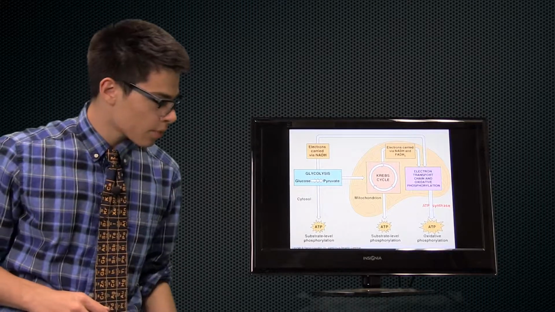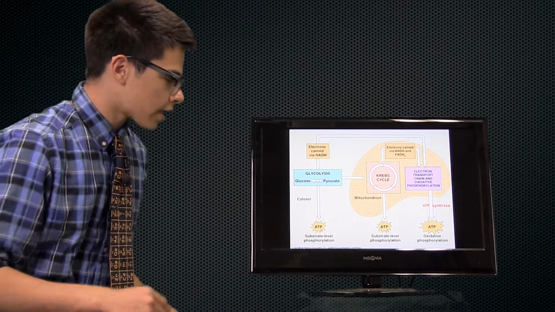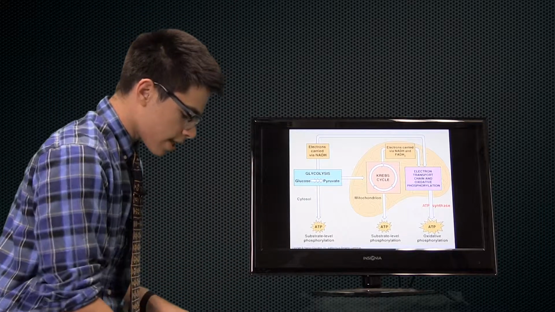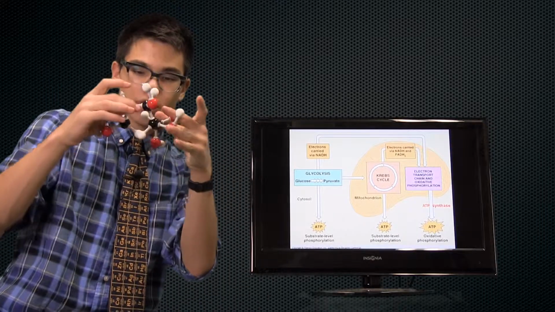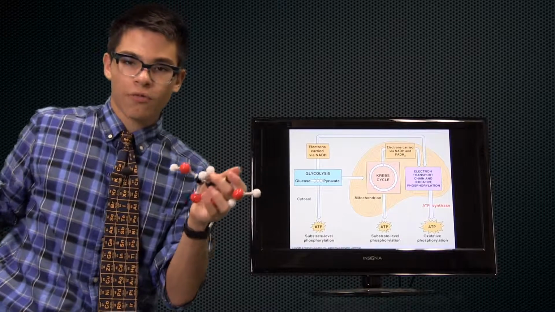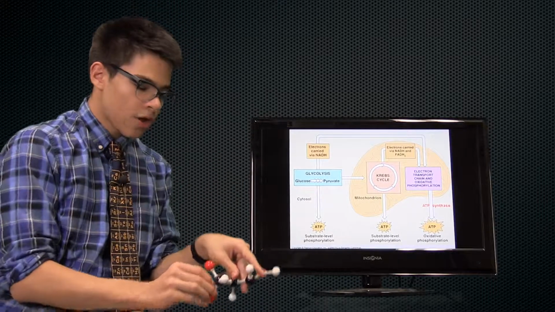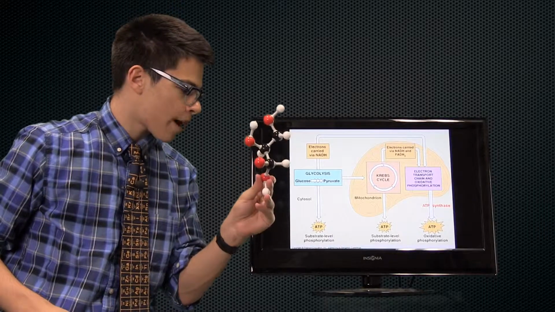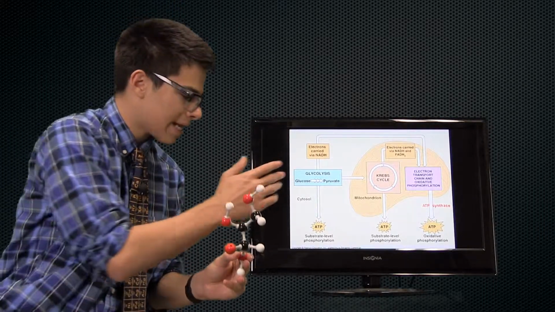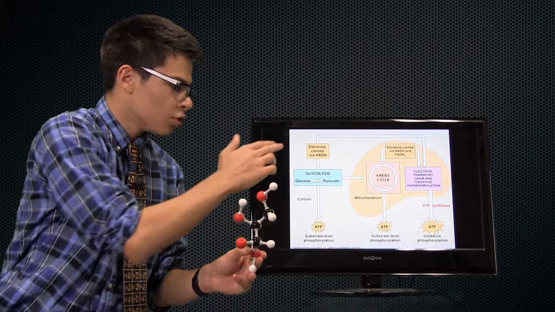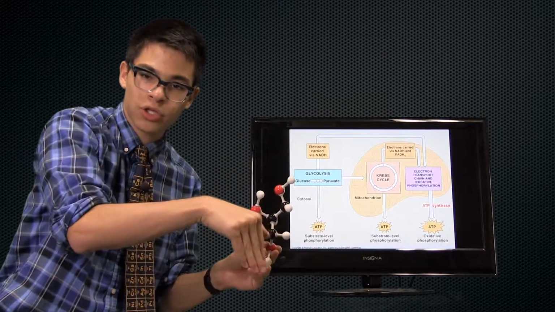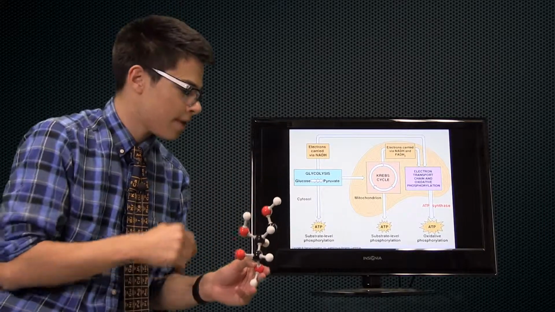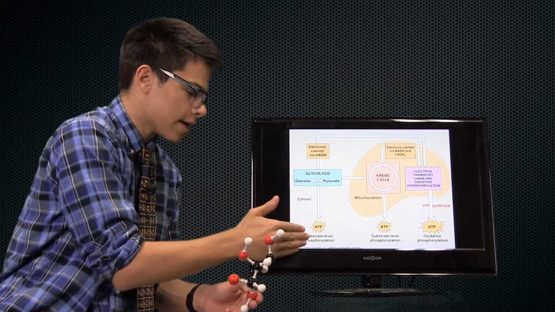So, to get started with glycolysis. In glycolysis, we're taking our 6-carbon sugar molecule and ripping it in half, and we're getting two 3-carbon sugar molecules known as pyruvate or pyruvic acid. We also had to put in 2 ATP to make glycolysis happen. We made 4 ATP, so now we have 2 left as a product.